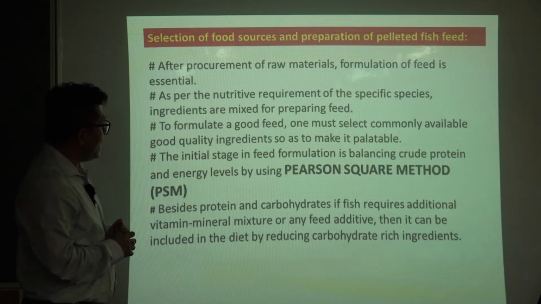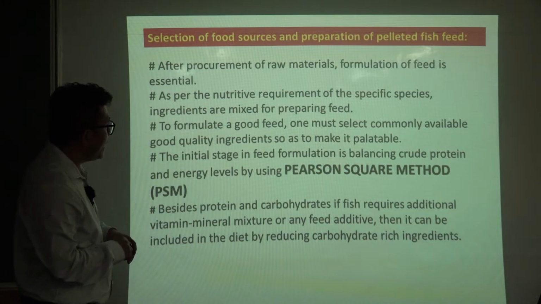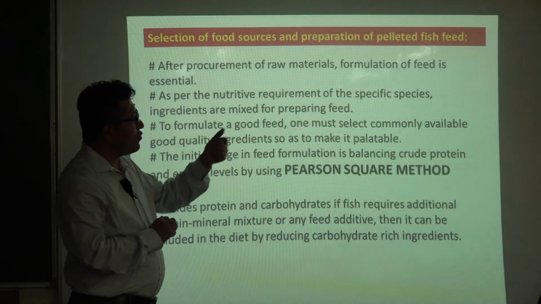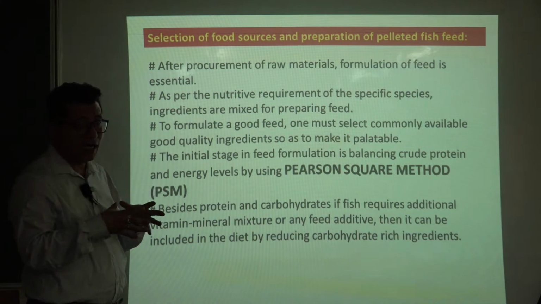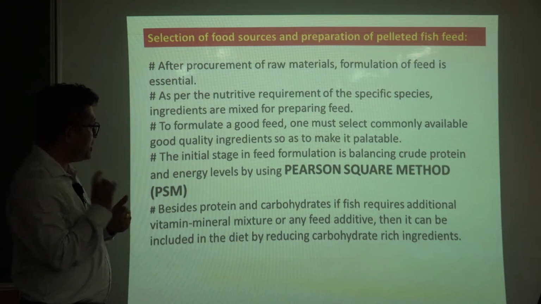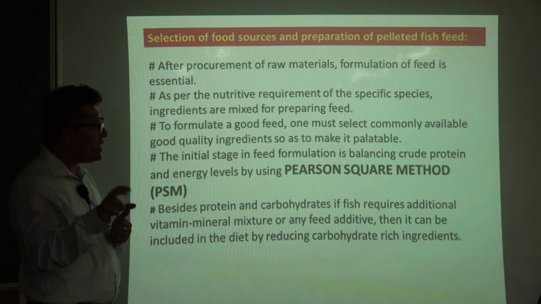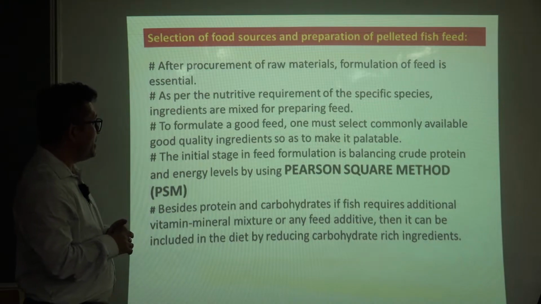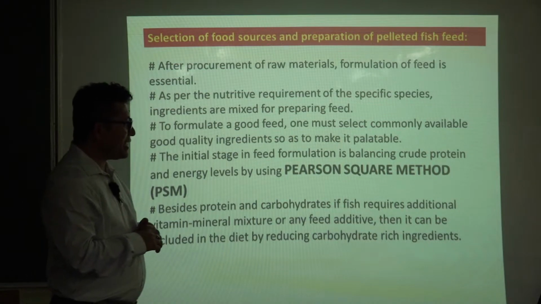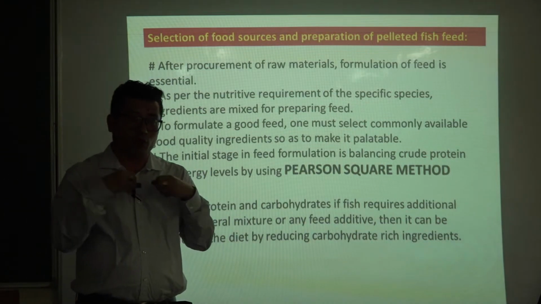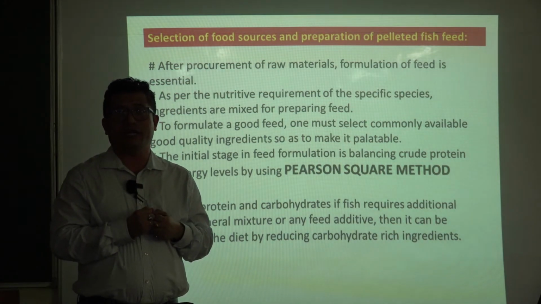So now, selection of food sources and preparation of pellet fish feed. After procurement of the raw materials, formulation of feed is essential. You have collected them and you have to formulate them, as per the nutritive requirements, which are species specific. So your requirements will be for a specific species, and then you have to mix the ingredients for preparing the feed. To formulate a good feed, one must select commonly available good quality ingredients so as to make it palatable. When you look for protein, it should also be palatable, that is, eatable.